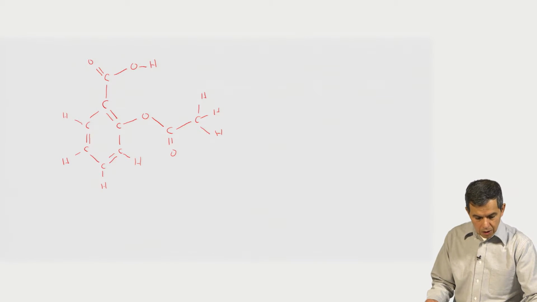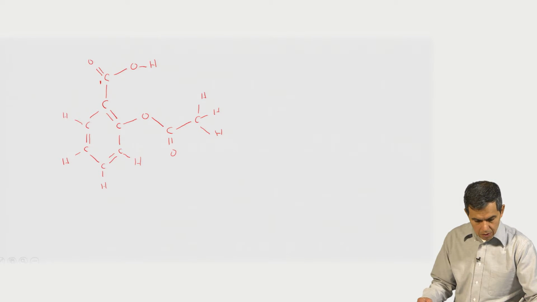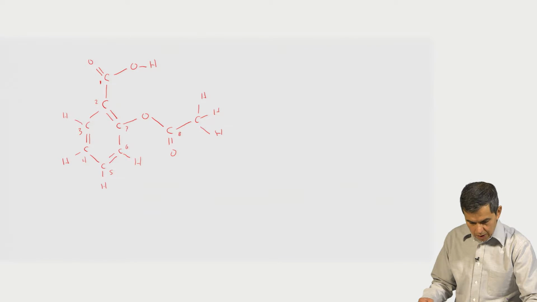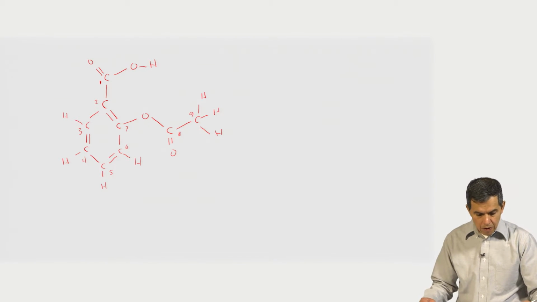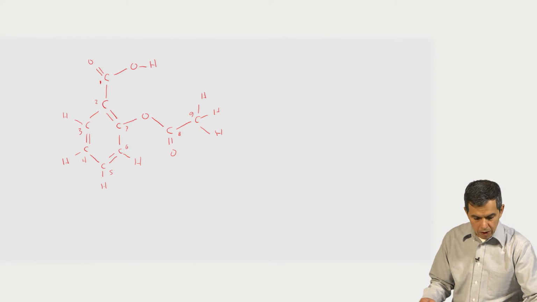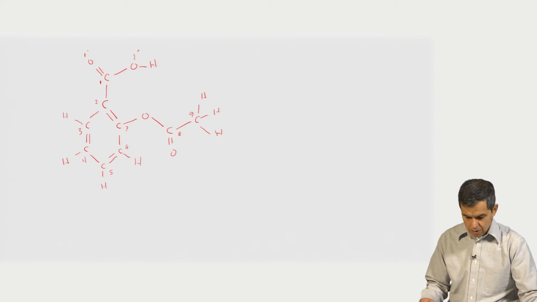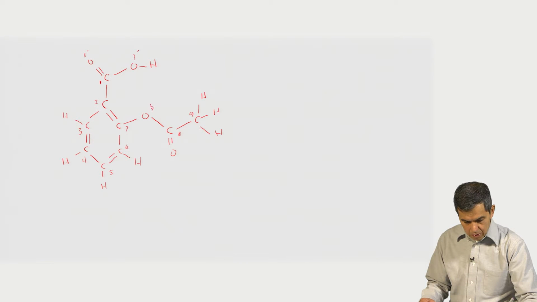So this carbon is going to be carbon 1, this is going to be carbon 2, this is going to be carbon 3, 4, 5, 6, 7, 8, 9 carbons. And then we are going to do the same thing with the oxygens. I'm going to call this oxygen 1 prime, 2 prime, 3 prime, and 4 prime.